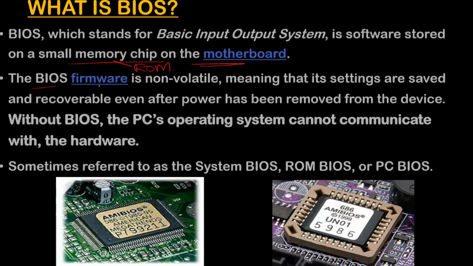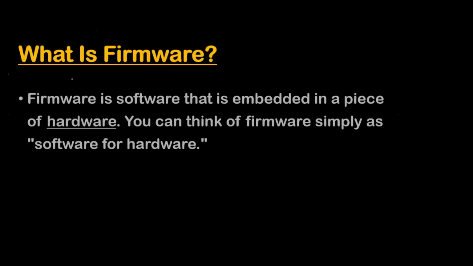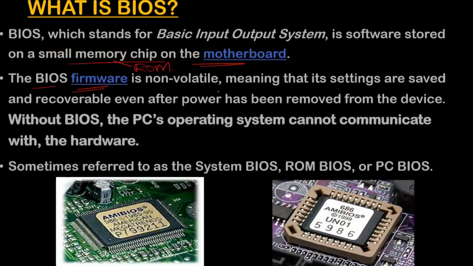The BIOS is a firmware. We will also discuss the meaning of firmware, but for now, BIOS firmware is non-volatile, which means it's permanent, meaning that its settings are saved and recoverable even after power has been removed from the device. If power is removed, you can still recover the settings; the settings will not decay.